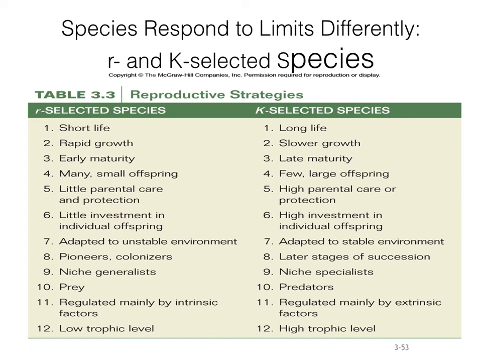They tend to live in stable environments, and they tend to arrive later in the stages of succession. They tend to be specialists living in very special environments, and they tend to be predators. And they tend to be regulated by extrinsic factors, and they tend to be high in the trophic level. So these are some of the reproductive strategies that a K-selected species like a mammal would have versus an R-selected species like, say, a cockroach.